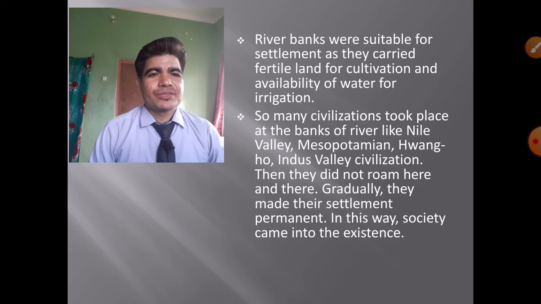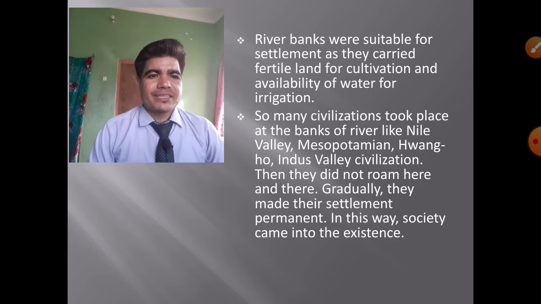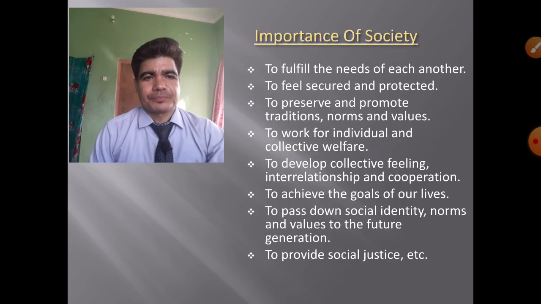River banks were suitable for settlements as they had fertile land for cultivation and availability of water for irrigation. So many civilizations took place on the banks of rivers, like the Hwang Ho, Indus Valley civilization, Mesopotamian, etc. Then they did not roam here and there. Gradually they made their settlements permanent. In this way, society came into existence.